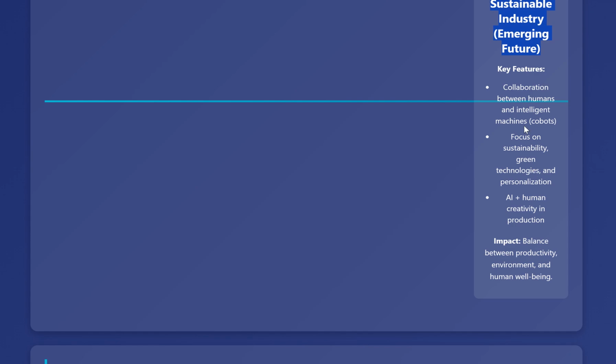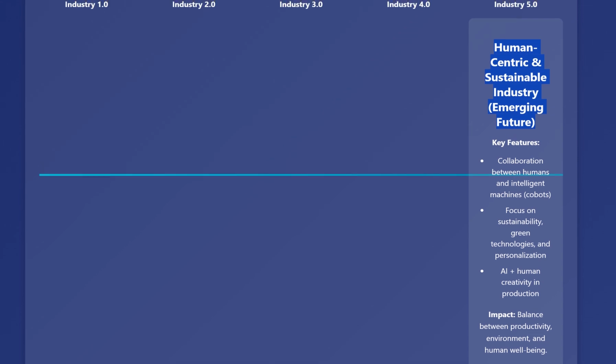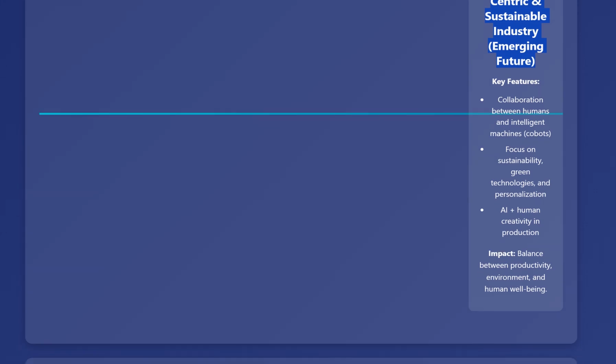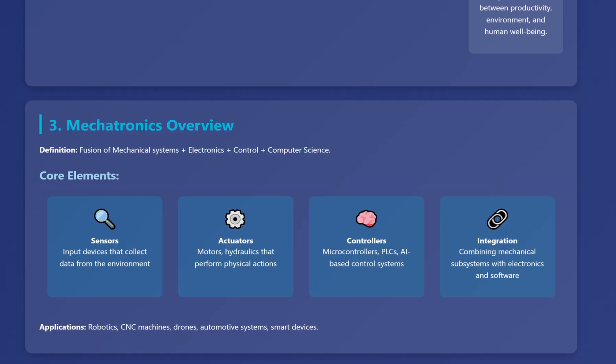And I know the key features of this will include things like collaboration between humans and intelligent machines, focusing on sustainability, green technologies, and personalization, also using artificial intelligence and human creativity in production for the purpose of ensuring that you balance productivity, environment, and human well-being. So this Industry 5.0 is yet to come. I think it's on the way, coming, maybe. That was Industry 1.0 to 5.0.